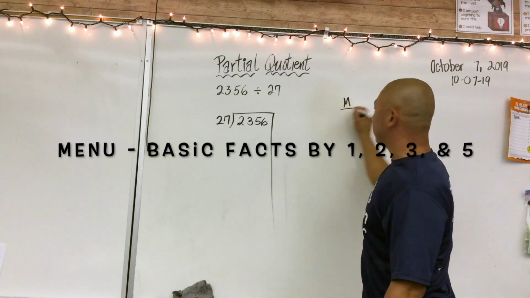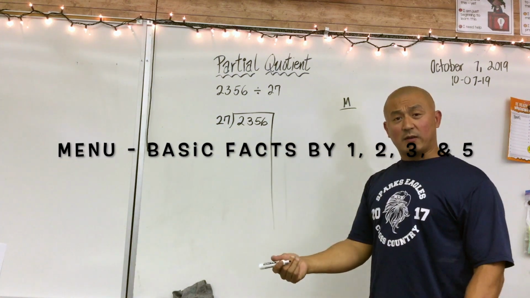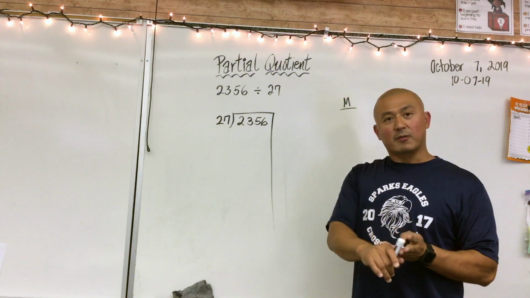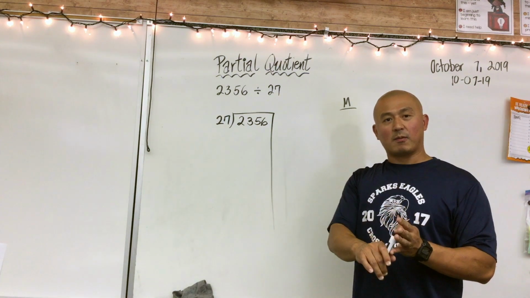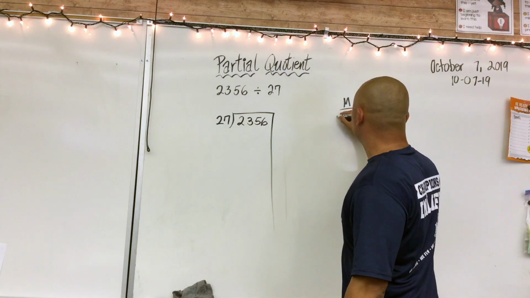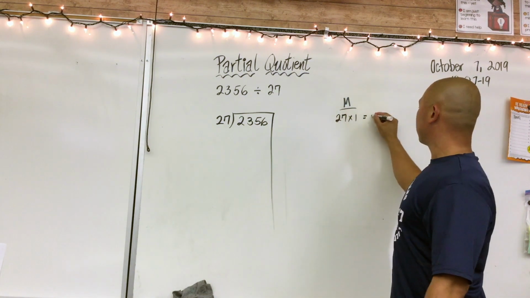The menu is basically the math facts for the number 27. I typically stick to what's easy. 27 times 1, 27 times 2. Sometimes I multiply 27 times 3, and then I stick with my 5s. That's all you need. So for this problem, I'm just going to multiply 27 times 1, which is 27.